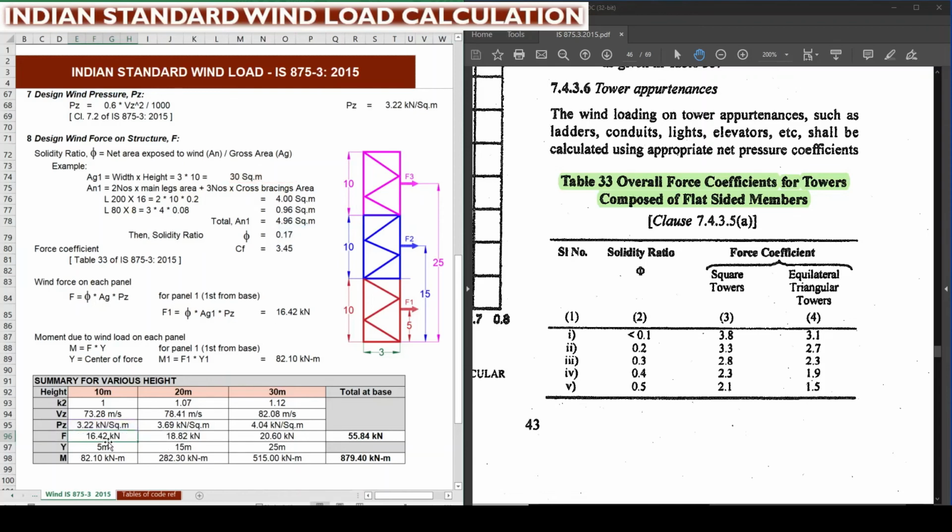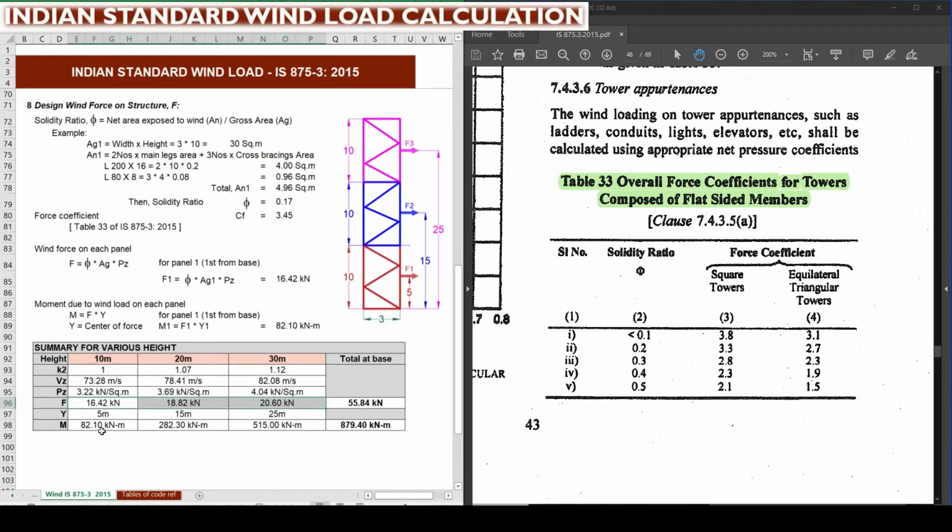So multiplying those values into this Pz, I am getting as a force 16, 18 and 20 kilonewton approximately for each segment. And similarly we know that the Y value is 5 meter. In the sketch you can see 5 meter for the first segment, 15 meter for the second segment and 25 meter for the third segment. So I am entering here 5, 15, 25. Finally the moment at the base of every segment I am calculating here as 82, 282 and 515 kilonewton meter.